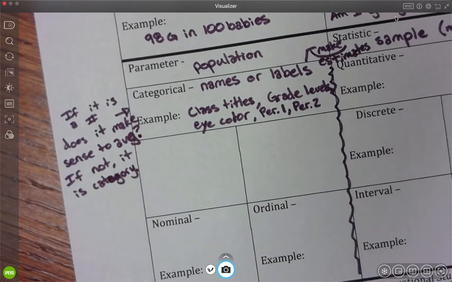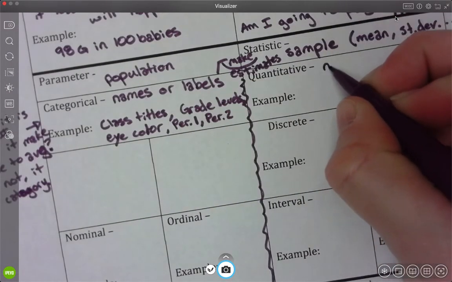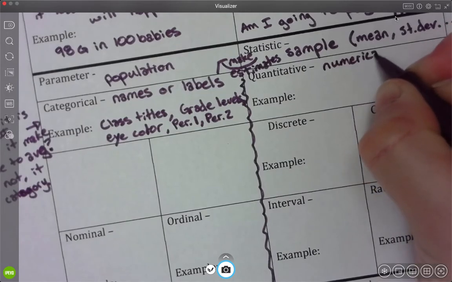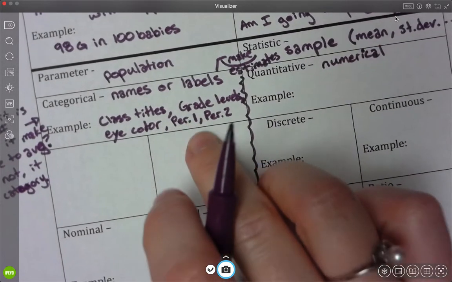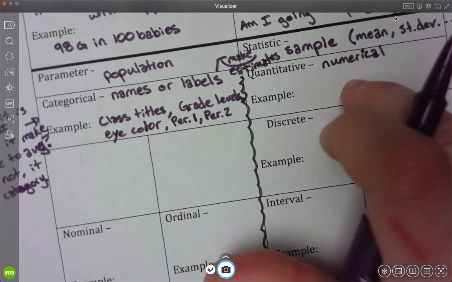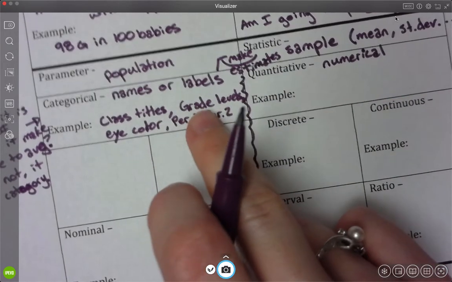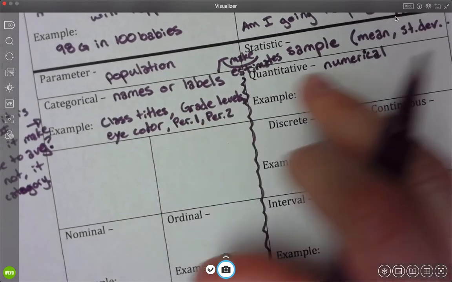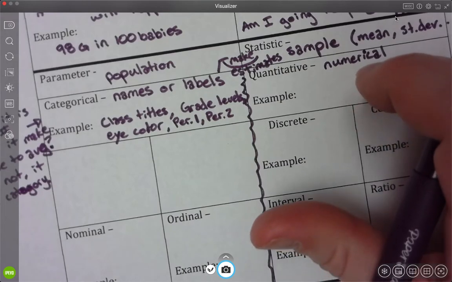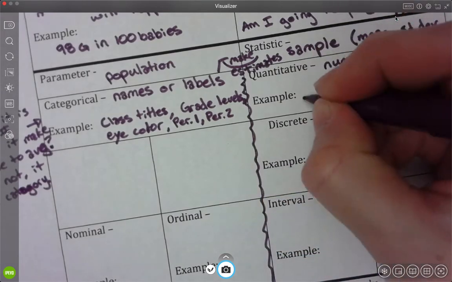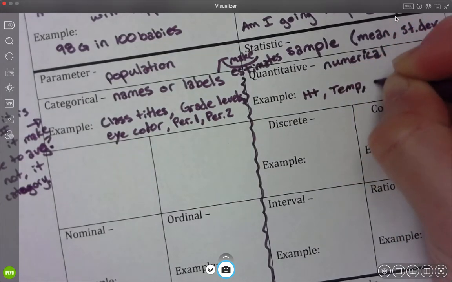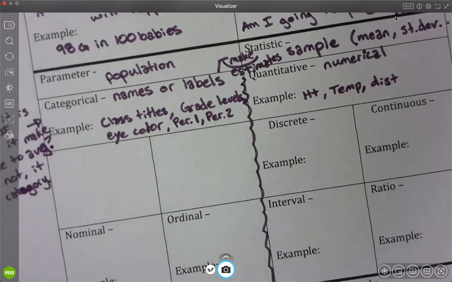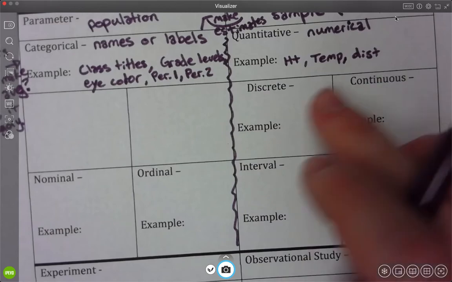Okay, quantitative, these are all going to be numerical. Okay, so any numbers are going to fall under quantitative unless you have them as categories. There's no names or labels that will be over here. There might be some numbers in this categorical data, but there will never be any non-numbers in quantitative data, okay? So examples might be height, or temperature, or distance. Any of those would be quantitative data, okay, because we have them listed out as numbers, okay? Now, within quantitative data, we have discrete or continuous, okay?